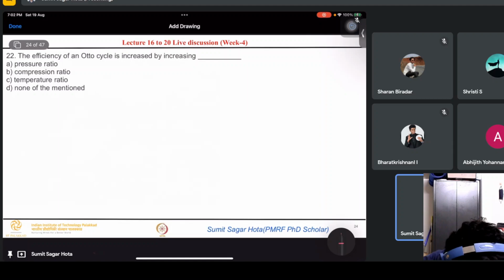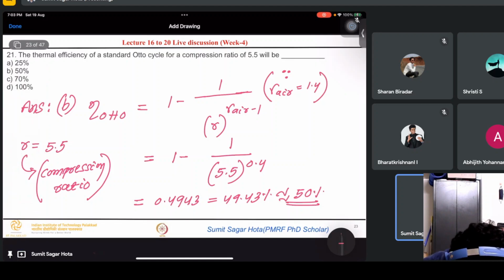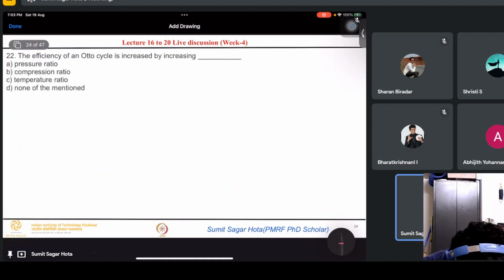Now, just one second before I show you, what is the formula of the Otto cycle? The Otto cycle's formula has only one term, that is your compression ratio, whatever is there in the option.